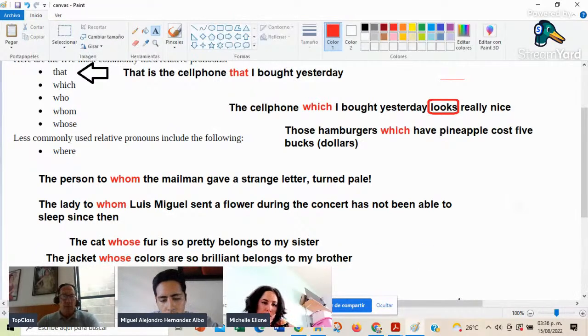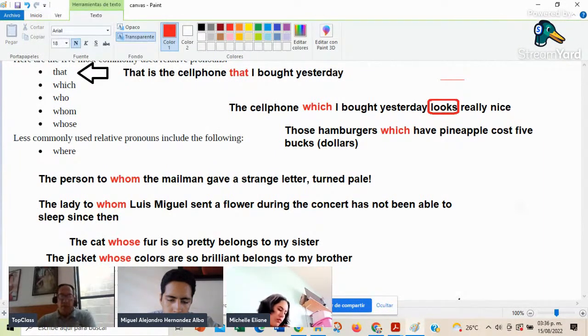The whose is just for possession. It can be possession of anything, a characteristic, something material, a quality. For example, the uncle whose temper is a bit, that goes up and down.